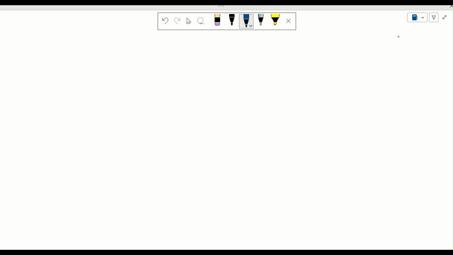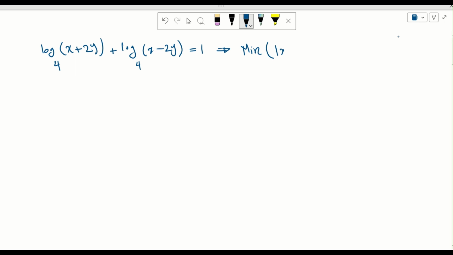In this video, I'm going to take a problem from log. Here we have log of x plus 2y in base 4 plus log of x minus 2y, again in base 4, equals 1. We are going to find the minimum value of the absolute value of x minus the absolute value of y. Now let's see how we are going to solve this problem.